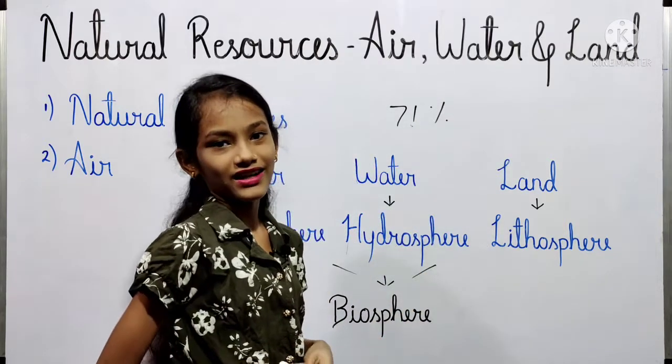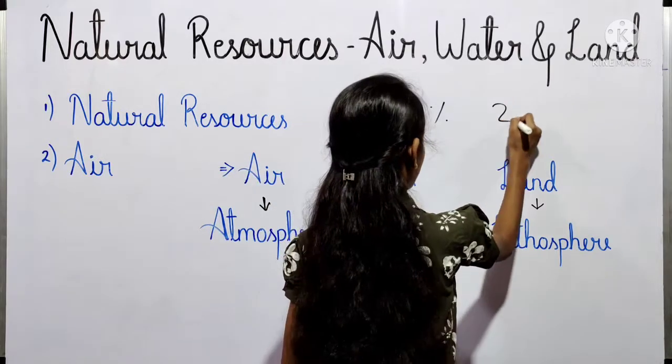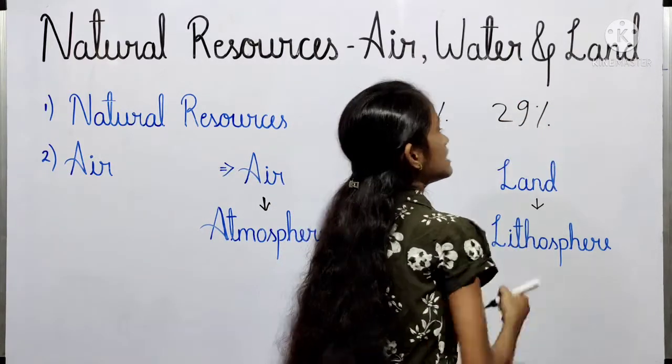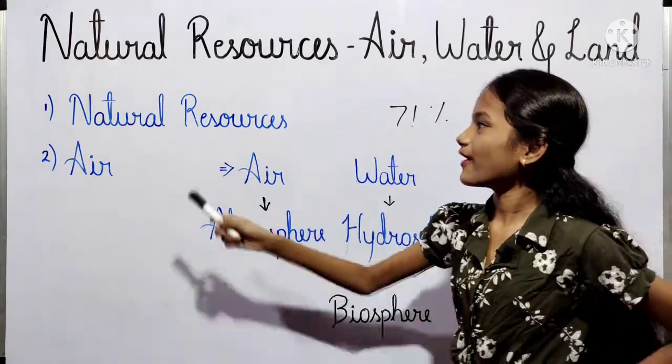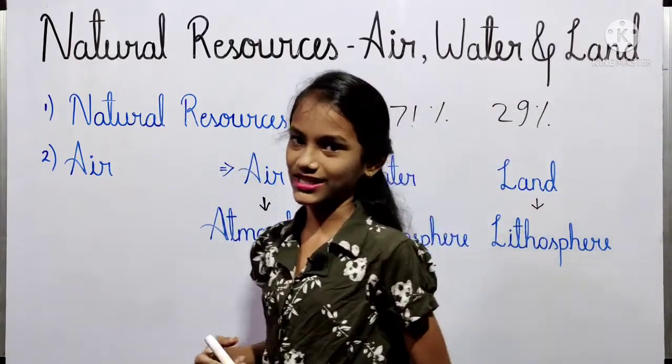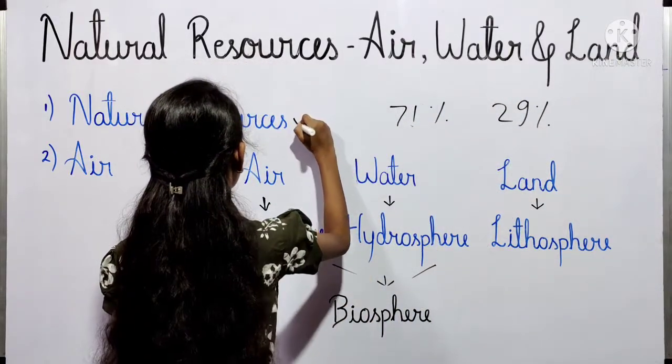The water on the earth is about 71%, whereas the land on our earth is about 29%. So this was the first point, natural resources, which is now completed.